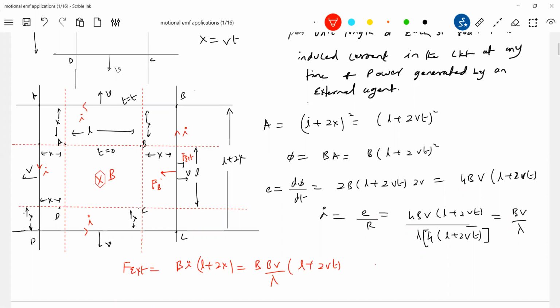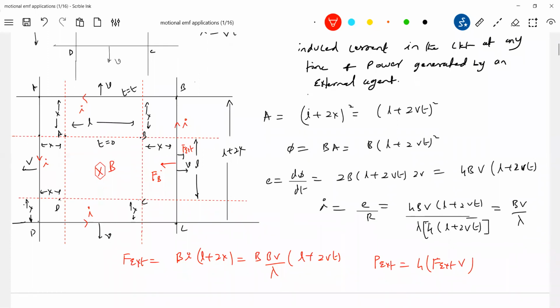Then what is the power? Power generated by the external agent should be equal to 4 times F external into V, because 4 rods it should pull, no? F external is this particular thing. So you should apply a time varying force, and the power output continuously should vary with the time.